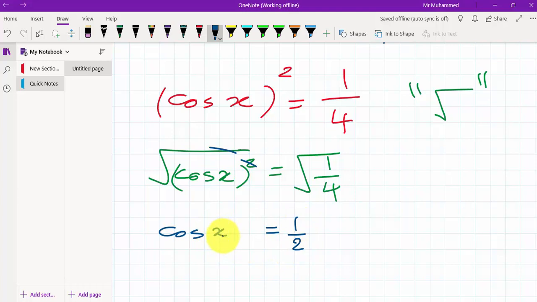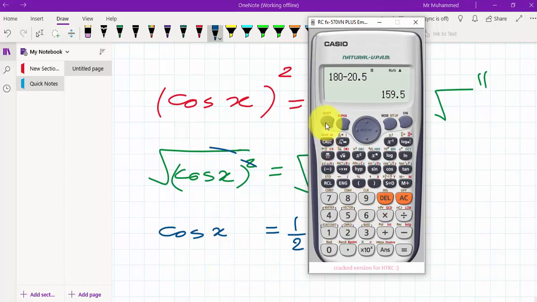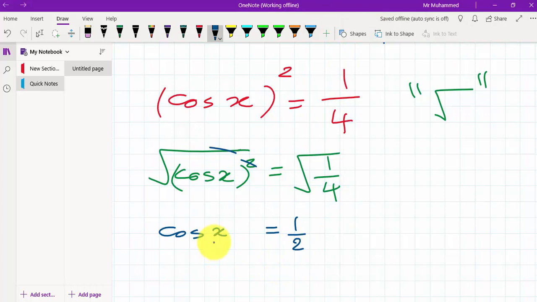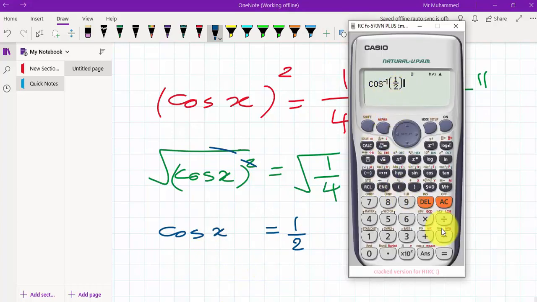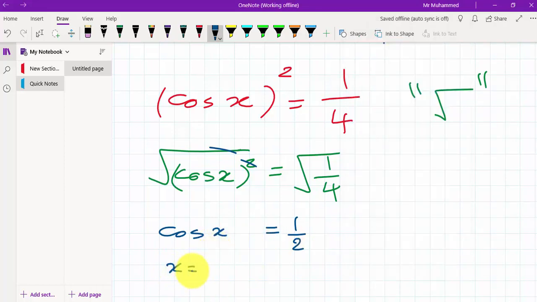So we need to use cosine inverse to find the angle. Cosine inverse of 1/2 or 0.5, both work. Why do we need cosine inverse? Because we know the result, but we don't know the angle. Cosine inverse gives us the angle. The angle is 60. So x could be equal to 60 because cosine of 60 is 1/2.